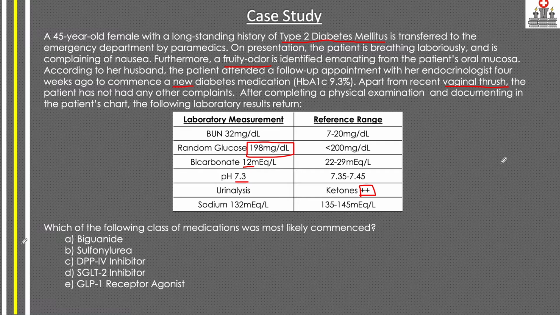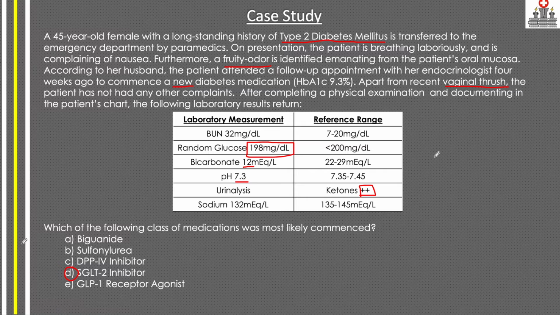The patient's also complaining of recent vaginal thrush, which seems to be after starting her new diabetes medication. So when we put this all together, what comes to mind is option D, an SGLT2 inhibitor. And the reason I say this is because this is a presentation of euglycemic diabetic ketoacidosis. As we discussed on the slide, an SGLT2 inhibitor may cause euglycemic diabetic ketoacidosis.